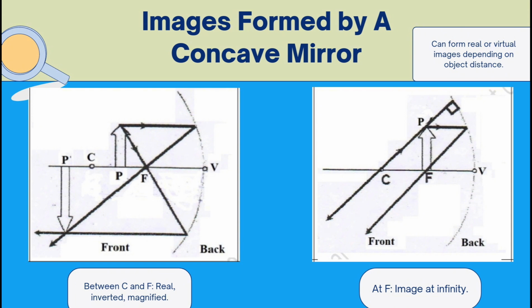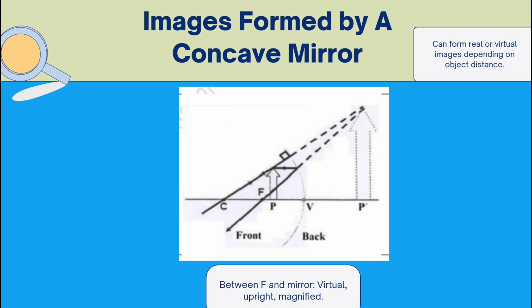Even though we can see the image clearly through a ray diagram, this formula gives the exact measurement for where the image will appear. So the next slide is an example of using the formula. It shows that if the focal length is positive 15 centimeters and the object distance is 10 centimeters, the image distance comes out as negative 30 centimeters.